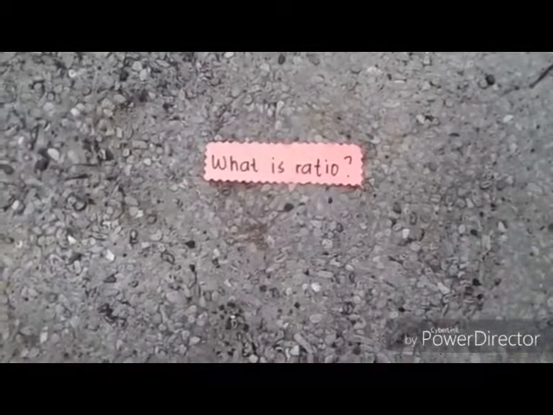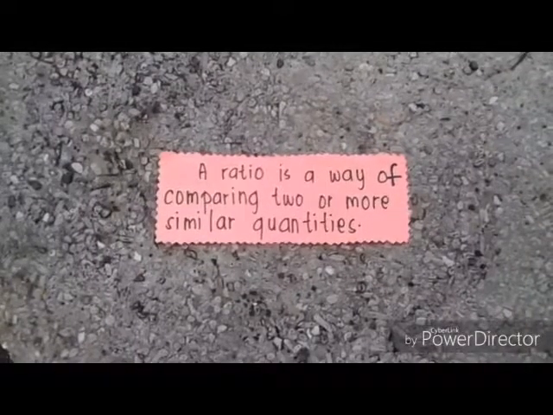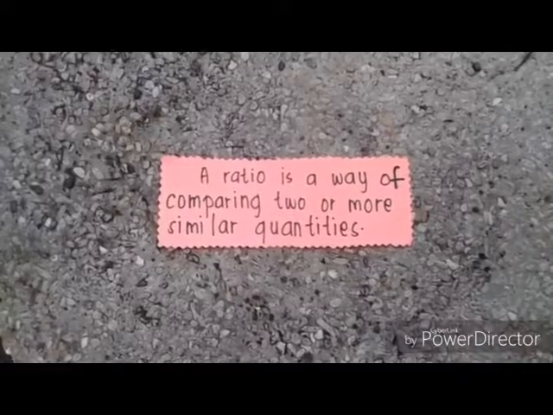We have to define ratio. The question is, what is ratio? A ratio is a way of comparing two or more similar quantities. So I have here some examples for you to understand what ratio is.